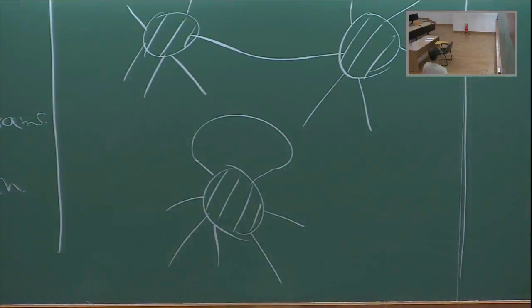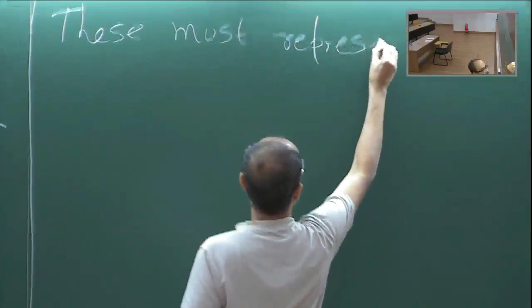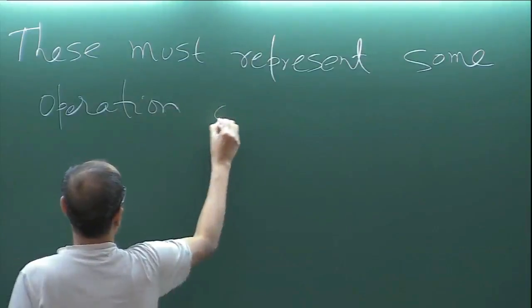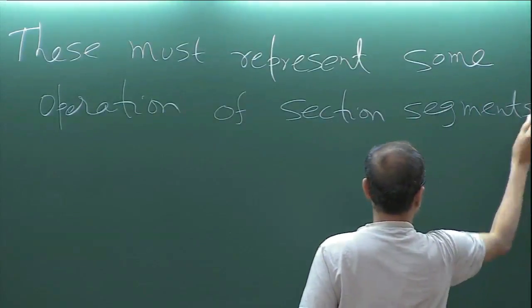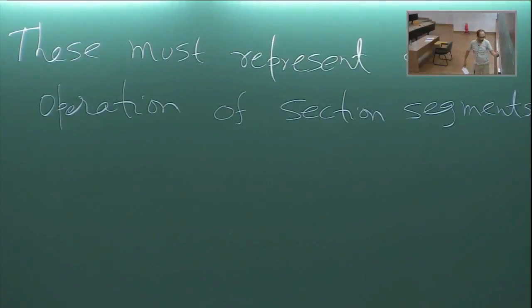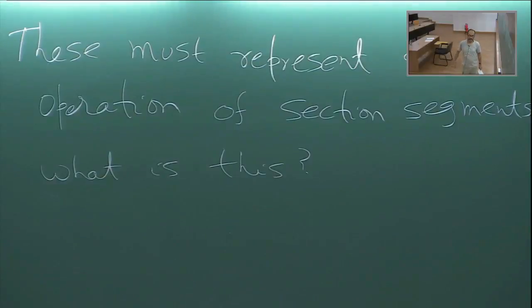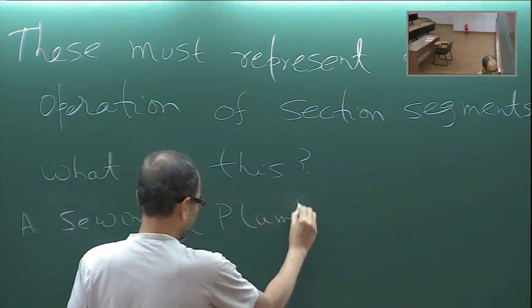So the issue is then that these must represent some operation on the section segments. Let's suppose you are given the section segment of this one and the section segment of this one, then there must be an operation which gives you the section segment of this combined Feynman diagram, or the section segment of this Feynman diagram. And the question is, what is this operation? The standard formulation of string field theory gives a very specific answer to this, which is called either sewing or sometimes also plumbing fixture. Which is what I'll try to explain now.